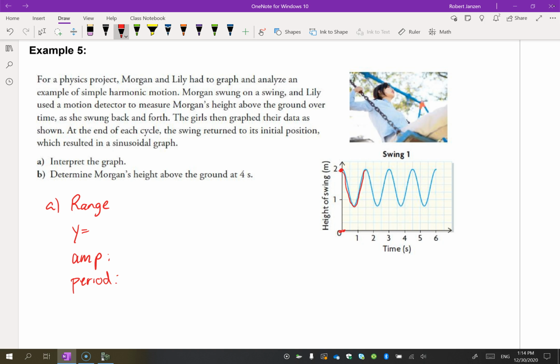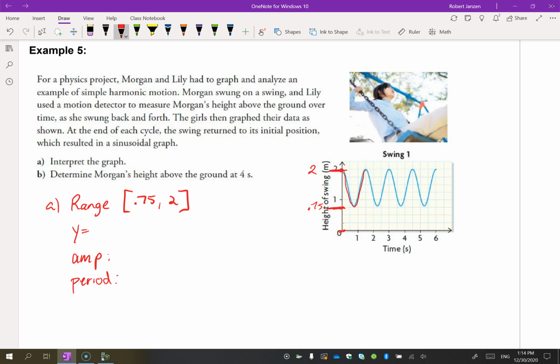Okay, so the range is going to be from here to here. Well, what is this first? I can see this is 2, but what is this value? Well, if that's 1 and there are 4 squares, this must be 0.75. Okay, so 0.75 to 2. That's the range. So that means you are swinging from a height of 0.75 meters to 2 meters.